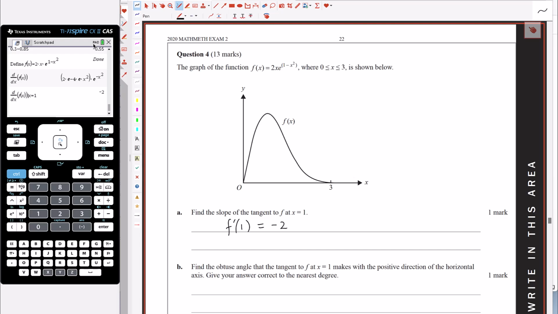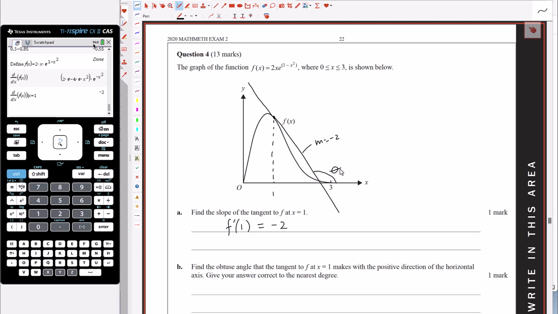Find the obtuse angle that the tangent to f at x equals 1 makes with the positive direction of the horizontal axis. At x equals 1, it's got a negative gradient, so it must be on this side. So let's say that's 1 there, and that's got a gradient of negative 2. We want the obtuse angle that that tangent I've just drawn in makes with the positive direction of the horizontal axis. The x-axis is the horizontal axis, so that is the angle that I'm trying to find there.